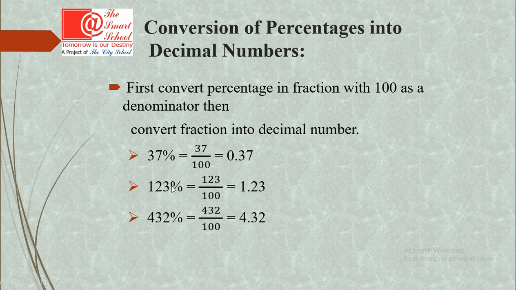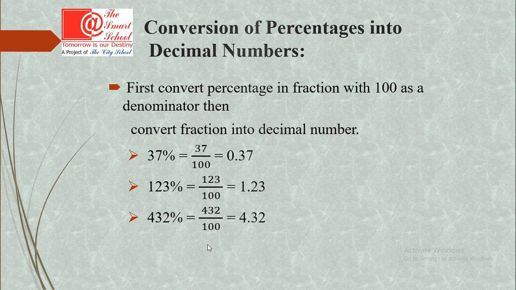Then 123% is equal to 1.23. First we converted it into fractional form. It is 123 upon 100. So now 2 zeros, so the decimal will come after 2 digits. So it is 1.23. Now 432% is equal to 432 upon 100, equal to 4.32. So it means 432% is equal to 4.32.